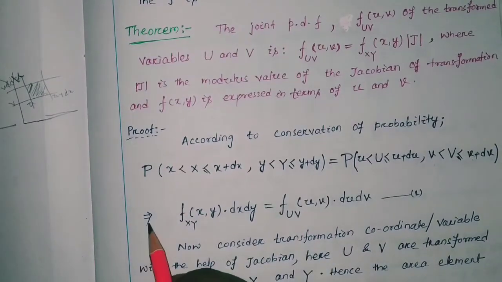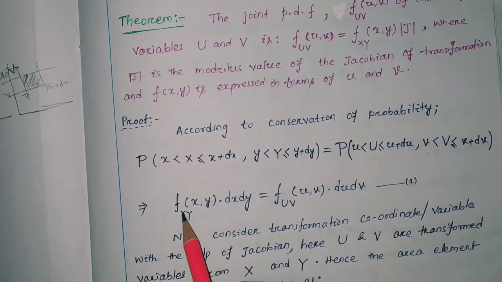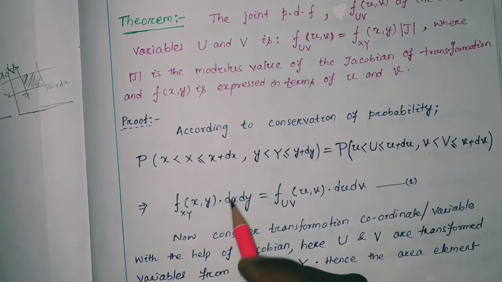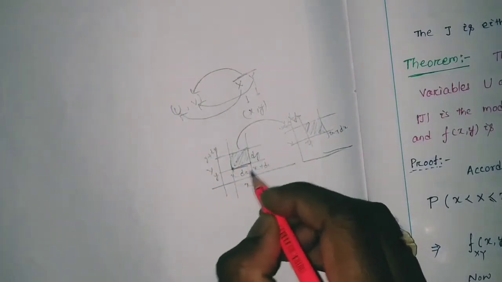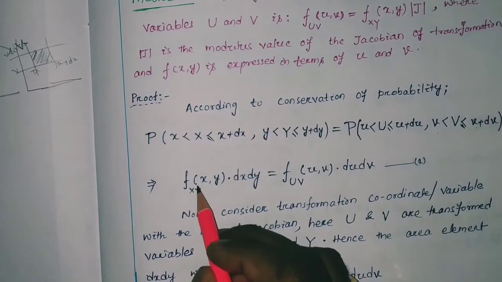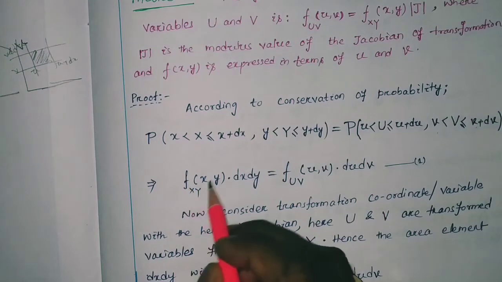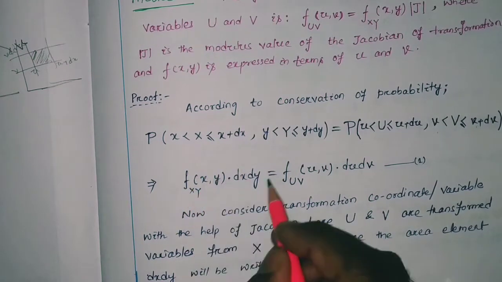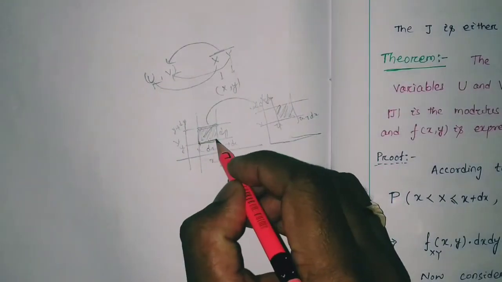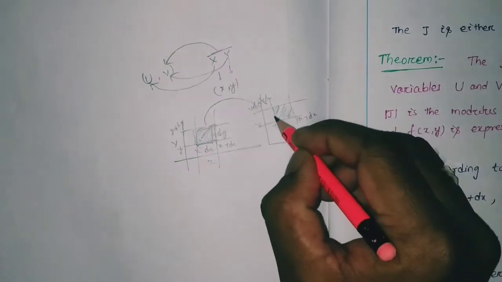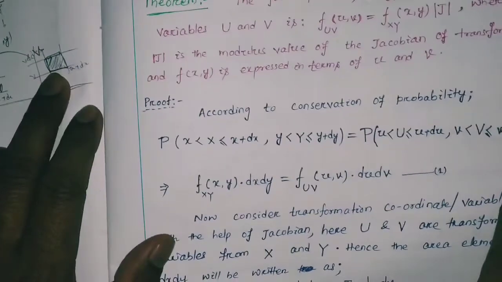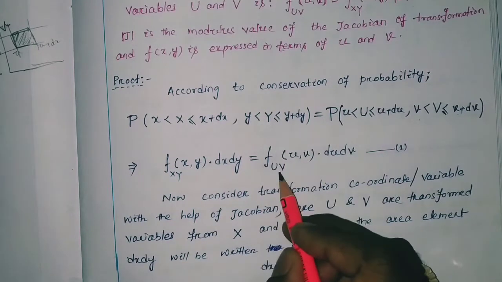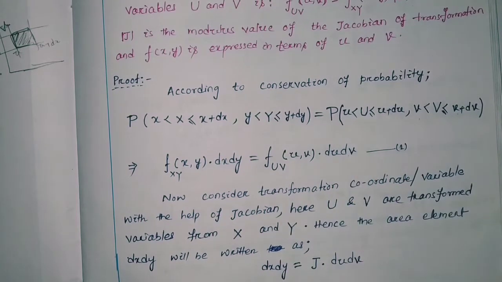So this is nothing but the probability density function into the small area. Here this is the length dx and this is the length dy. The area is nothing but dx into dy. So this is the pdf in the xy plane, and this is the area. The total probability inside this area has to be equal to the total probability inside the other area. So the total probability of that area will be the probability density function with u and v as random variables, into du into dv. Let this be equation number 1.